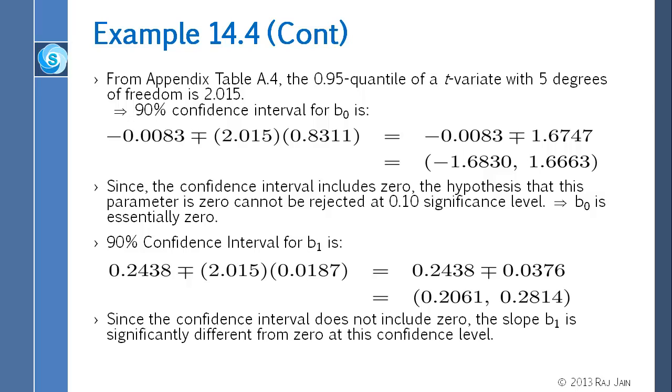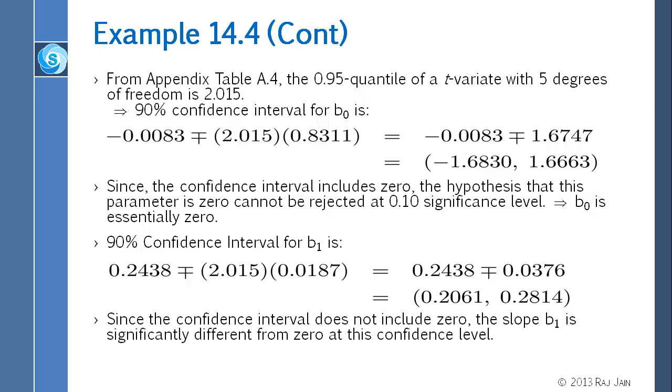Yeah, so we need 0.95. So you go to the table, read 0.95. Since this is a t value, we need to have degrees of freedom, so 5 degrees of freedom. So you go to the fifth row and read 0.95, you will find 2.015. And then you put down this standard deviation and you get this value for B0.